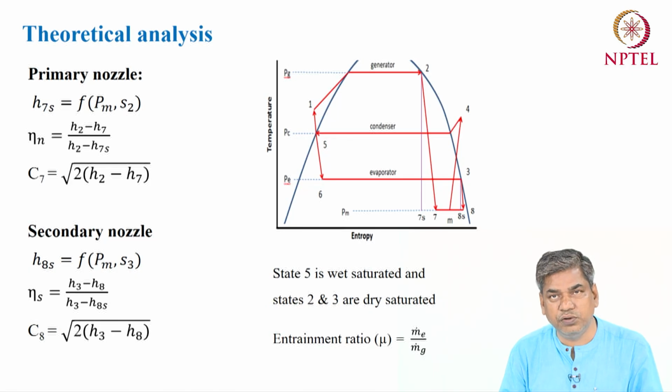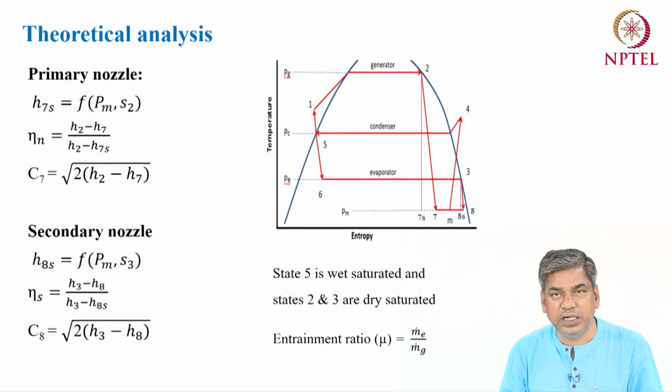First of all, we have to get the enthalpy after the isentropic expansion, and then you have to use the nozzle efficiency, 0.7, to get the enthalpy after actual expansion in the primary nozzle. Then this third equation we can use to calculate the velocity after the expansion in the primary nozzle.